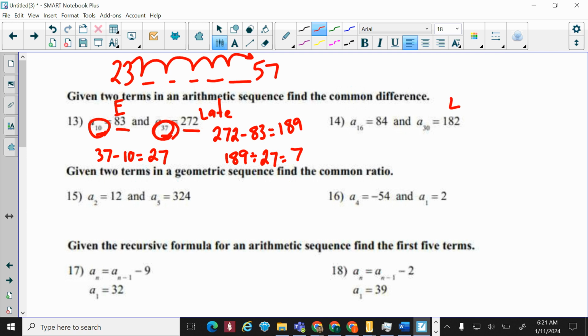Same concept for the next one. This is the later term, and this is the early term. The later term is 182 minus 84, which looks to be 98. Then the difference between 16 and 30 is 14, so I would divide that by 14. 98 divided by 14 is 7 as well. So that means you are adding 7 every single time.